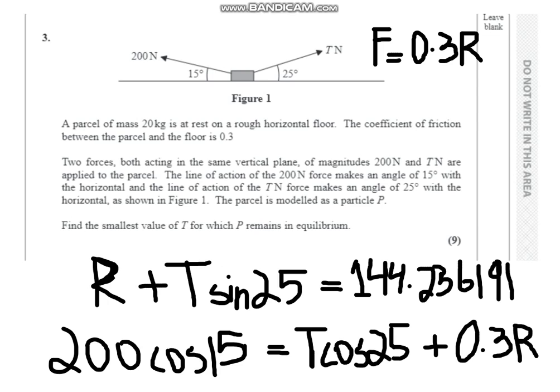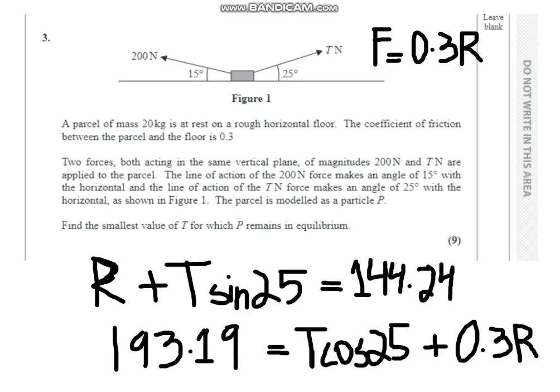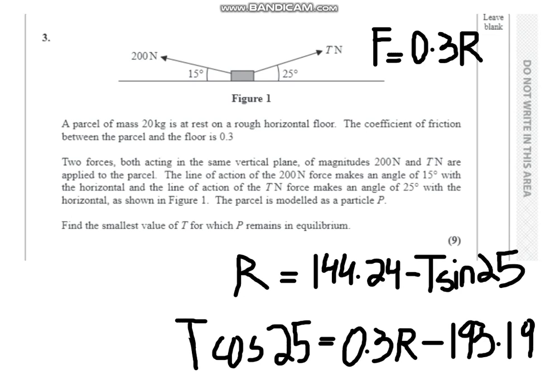Now I'll just take the numeric value of 200 cos 15, just plug into your calculator and you get 193.19. Taking two decimal places, I'll set that in the equation as well, and now it's R plus T sine 25 equal to 144.24. Now I'll make T sine 25 in the first equation the subject and T cos 25 the subject in the second equation. Here we go guys, I made R the subject, that's R equal to 144.24 minus T sine 25.